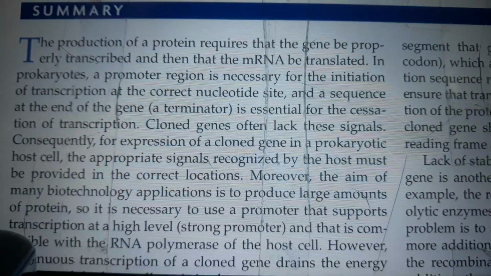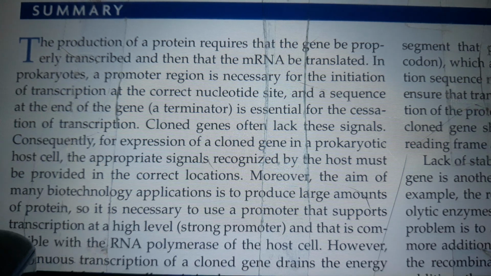Okay, fine. Now we are on to the summary of the entire chapter 6. The production of a protein requires that the gene be properly transcribed, and then that the mRNA be translated. In prokaryotes, a promoter region is necessary for the initiation of transcription at the correct nucleotide site, and a sequence at the end of the gene, a terminator, is essential for the cessation of transcription.